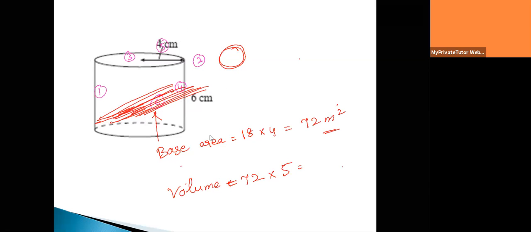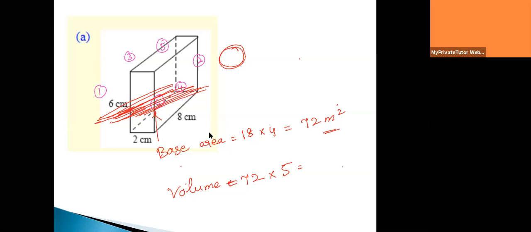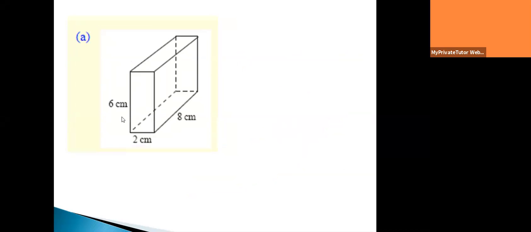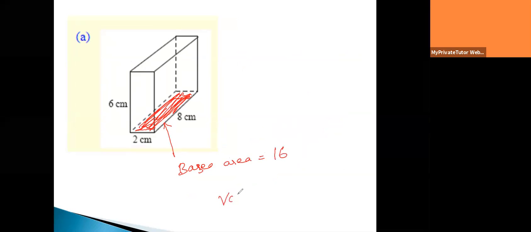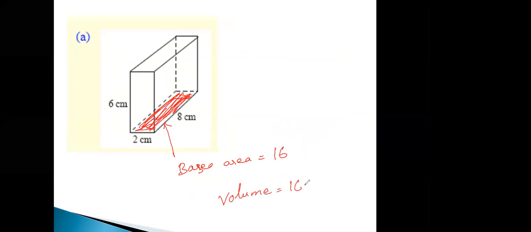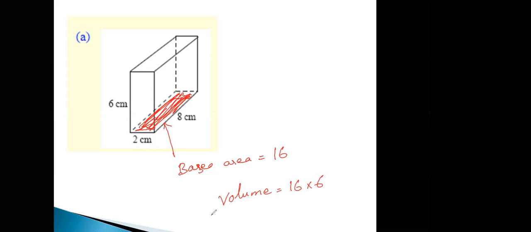Okay. And if you take this example again, let me remove my writing, guys. So maybe there is a chance of forgetting the formula or something. So in that case, don't worry. I'm just finding the volume here. So this is the base. I hope everyone agrees to this. This is a base. So this base area is 16. And what is volume? Base area times 6. It is 96.